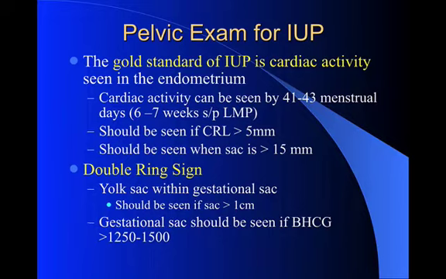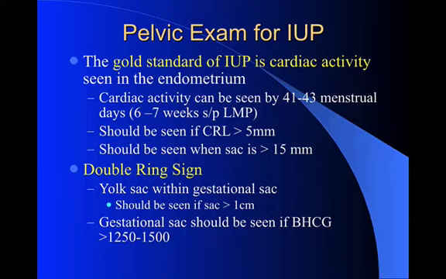So, when do we know for sure that a woman has an intrauterine pregnancy? The gold standard of intrauterine pregnancy is cardiac activity seen in the endometrium. This can be seen by 41 to 43 menstrual days or 6 to 7 weeks after the beginning of the last menstrual period. We should see cardiac activity if the crown rump length is more than 5 millimeters, and we should also see cardiac activity if the gestational sac is more than 15 millimeters.